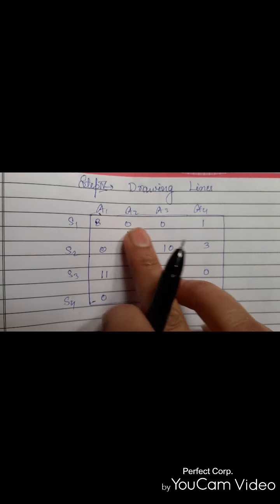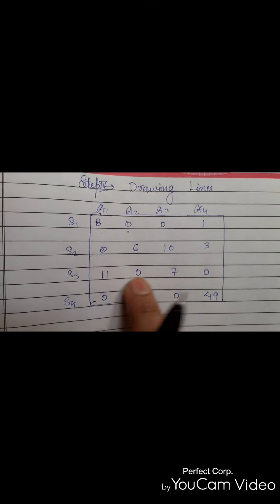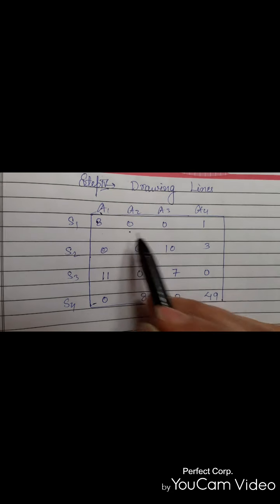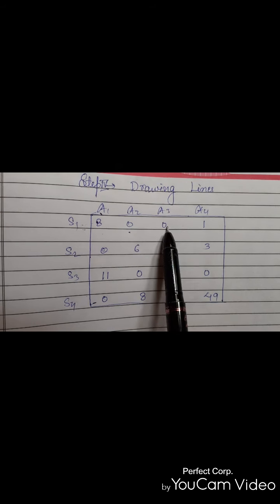You can see here that in the first row we have two zeros, one zero in the second row, two zeros in the third row, and two zeros in the fourth row. Now we have to draw the lines in such a way that with the minimum number of lines, all these zeros can be covered. Suppose I start drawing lines row wise or column wise, I can choose any way. A single line can be drawn to cover these two zeros. If I draw a horizontal line, these two zeros can be covered.